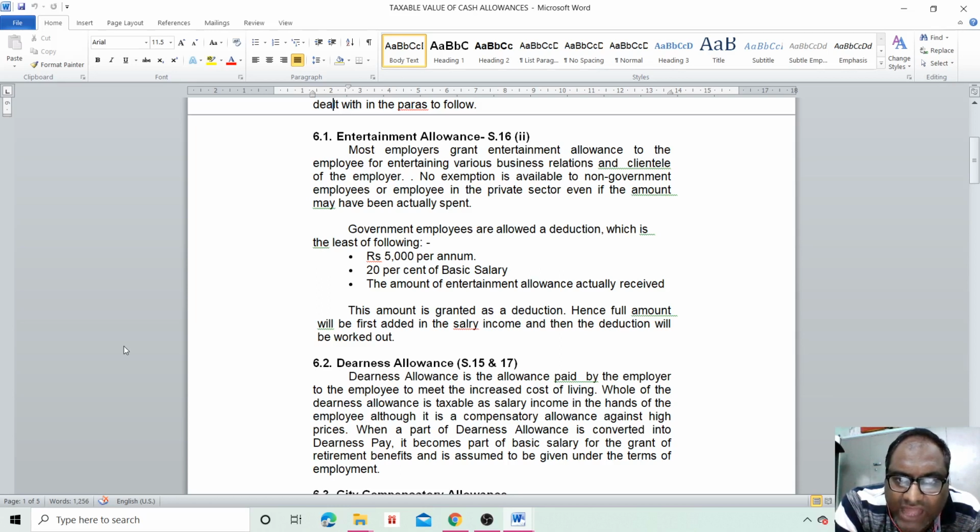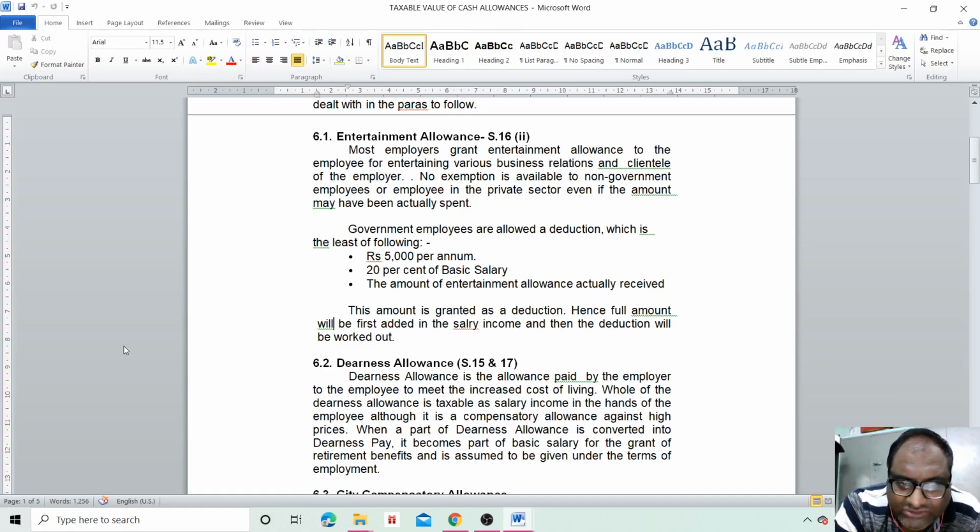Government employees are allowed a deduction which is the least of the following: 5,000 per annum, 20% of basic salary, and the amount of entertainment allowance actually received. So of these three, whichever is the least, we can take that as a deduction in entertainment allowance.